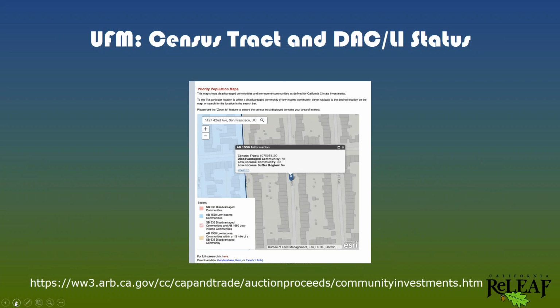So I mentioned the census tract and the DAC low income status. If you have an urban forest management grant, so that's most of you on this call, the website here at the bottom of the page is what you're looking for. And again, that link is actually in that README tab that gives the instructions. And you're looking for the priority population maps. You just enter an address into that little address box here.